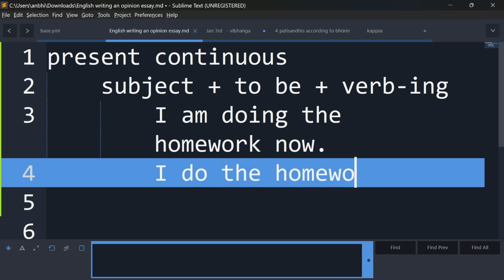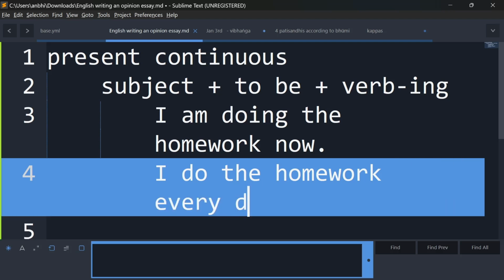I do, actually you can say that, but I do the homework now, it's not normal. I do the homework every day. It's a habit, something that always happens. So this type of expression you have always, every day, regularly, occasionally, rarely, stuff like that, right? We don't say, I do the homework now. No, we don't say that, even though it's present.